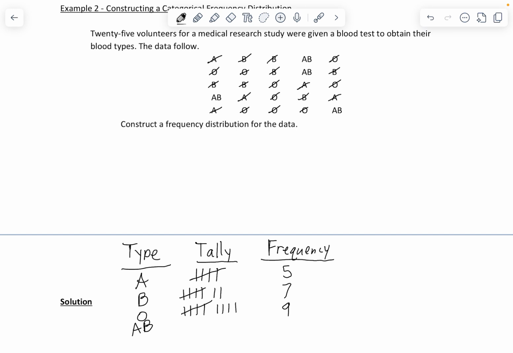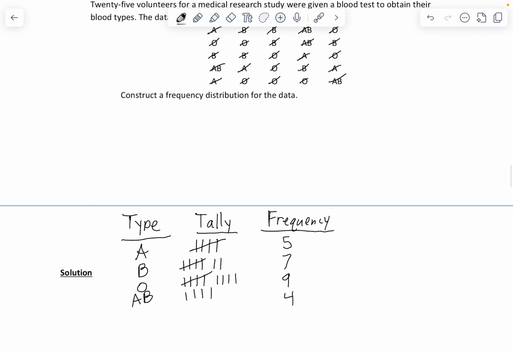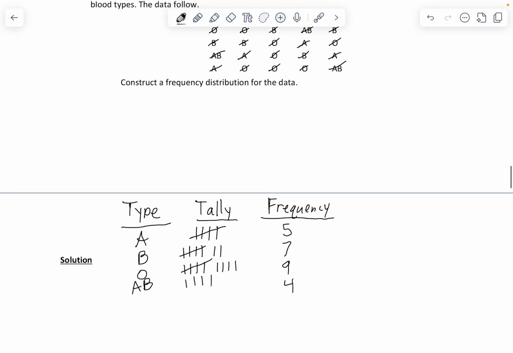Now all that's left is the ABs. So let's go row by row and figure out that frequency. Cross it out, tally, cross it out, tally, cross it out, tally, cross it out, tally. Looks like that's a frequency of 4. So there is my frequency distribution, specifically my categorical frequency distribution.